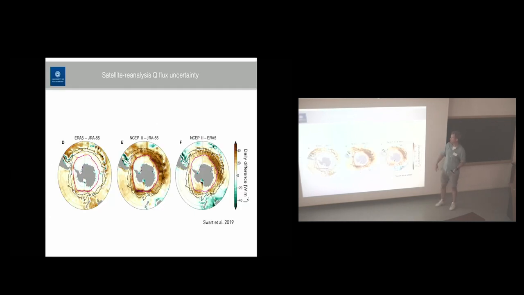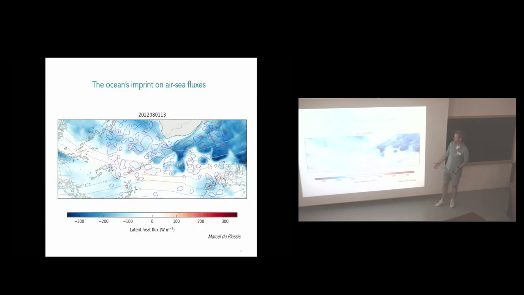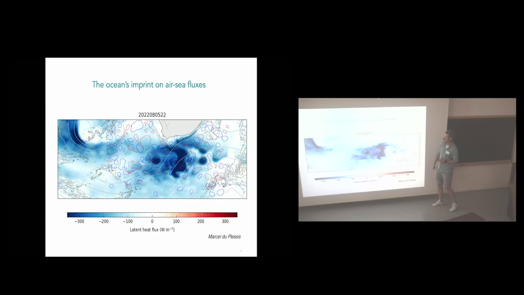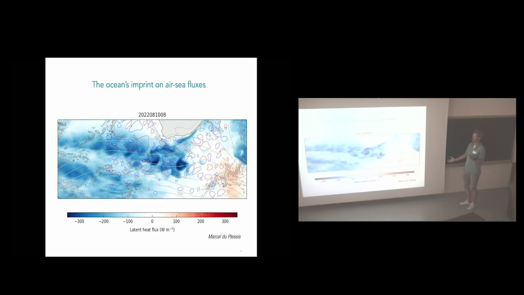I'm going to skip this for a time, but Sarah showed a different version of the same figure where we have big differences in the reanalysis products. How the fine scale is contributing to this uncertainty is something we really don't know. Okay, now how do those systems couple?